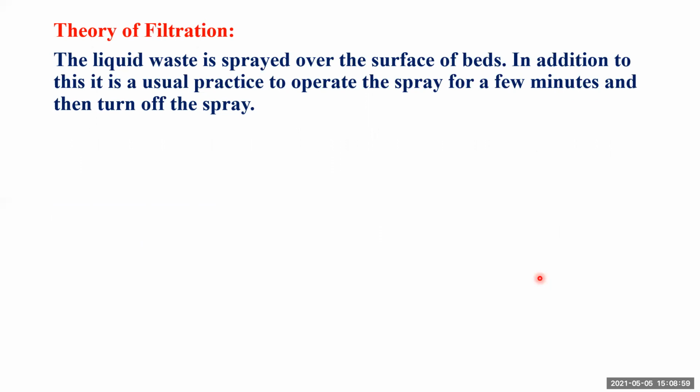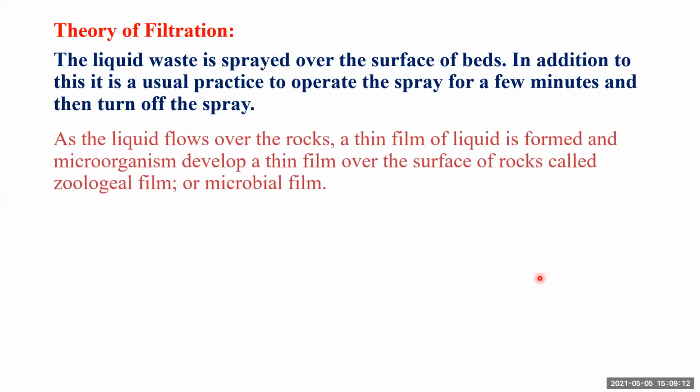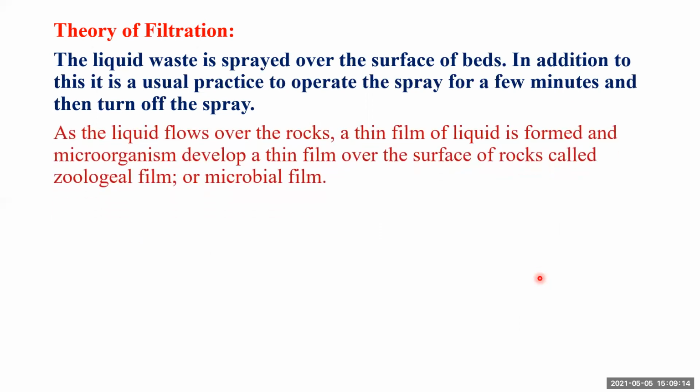It gets mixed up with oxygen, and it's a practice to operate the spray for a few minutes and then turn off the spray. Okay, so first the liquid waste is sprayed over the bed of rock for a few minutes and then the spray is stopped. What happens? Now you stop the spray, this liquid will flow over the rocks. Slowly it will trickle down from the top layer to the lower layer of rocks.